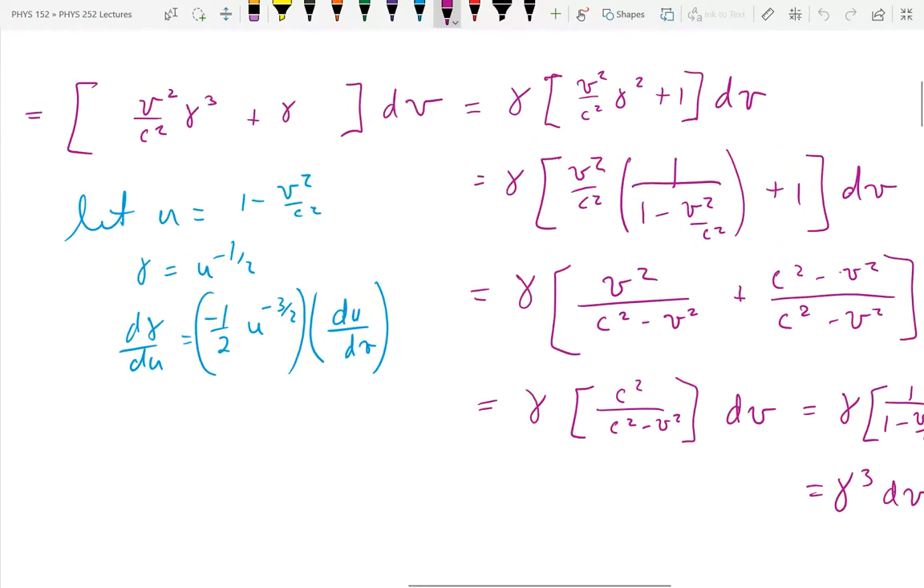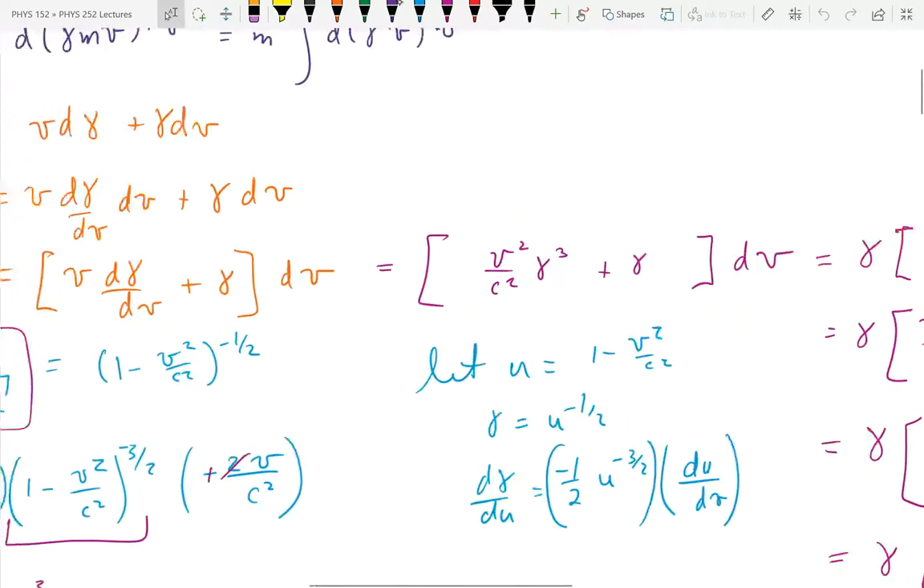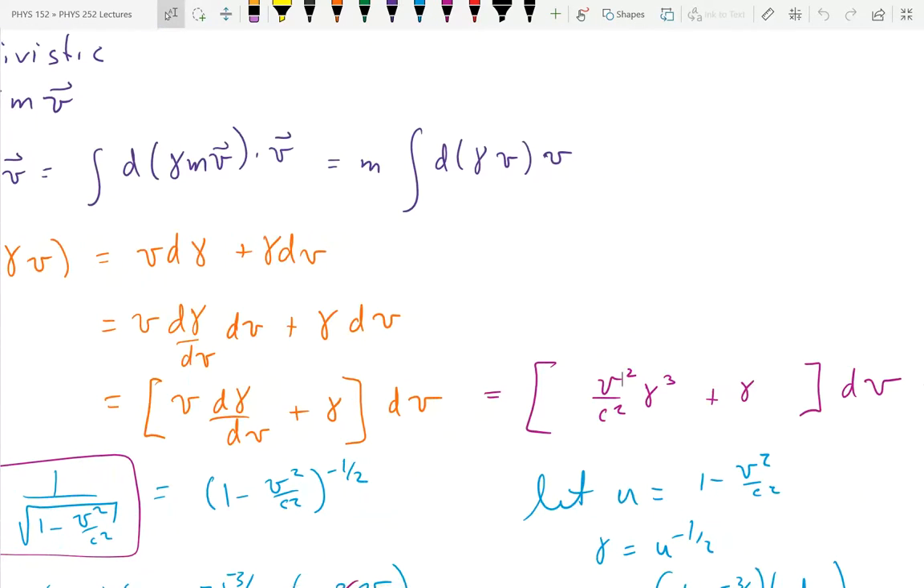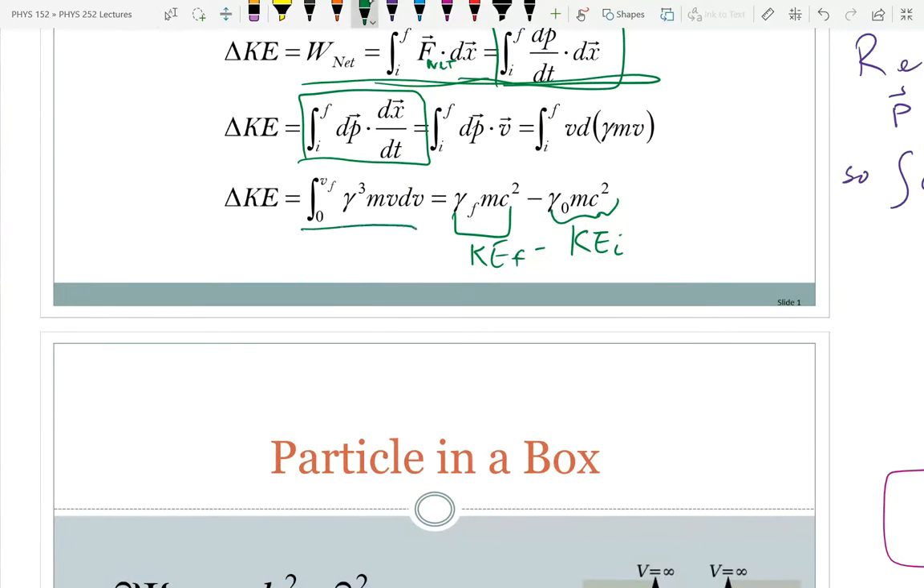So now, did I draw up something? So all of this was just looking at that part. So now I can rewrite my, or gamma cubed dv is what I had for this. And I put the v in the middle there. I could have put it in any order. So I need to find that integral of gamma cubed v dv. So that's getting to this line here.